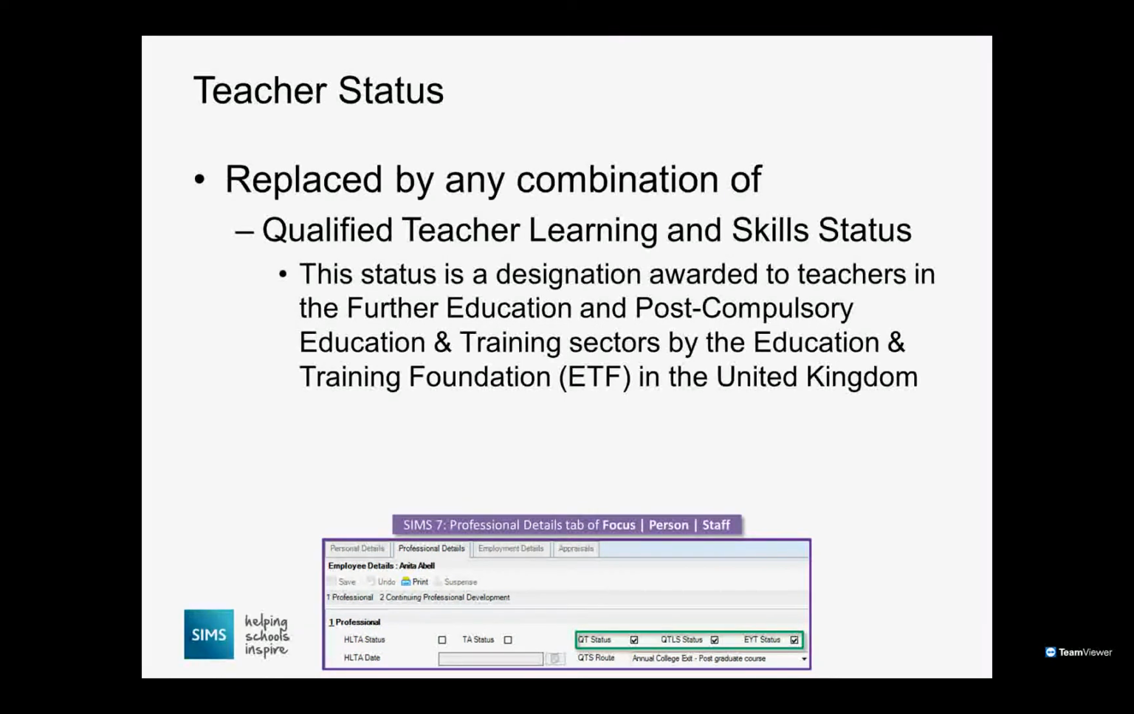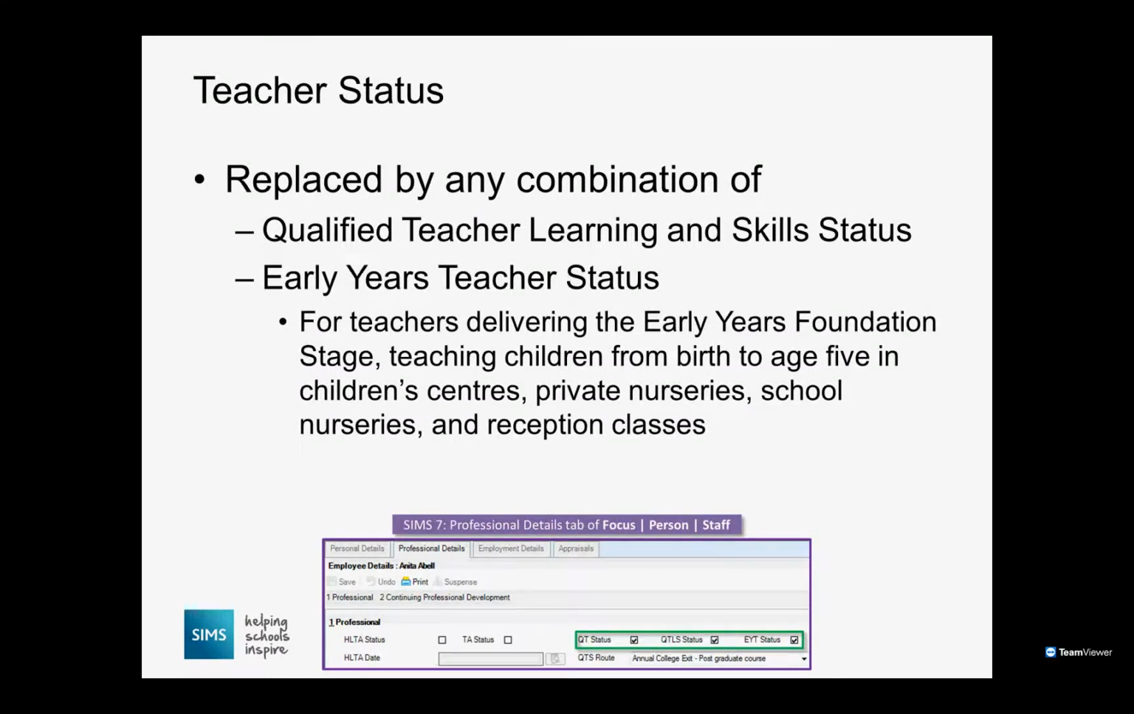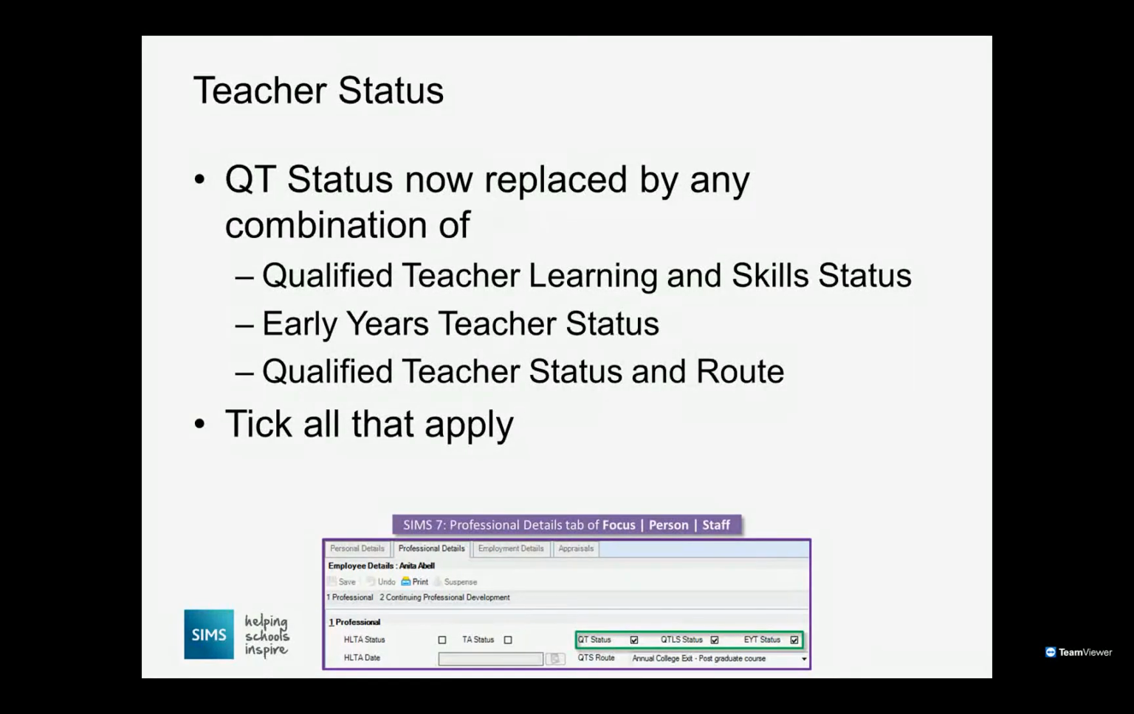So they're interested in: is the teacher a qualified teacher? Is the teacher qualified to teach in further education, an FE qualified teacher? Is the teacher employed to deliver education in the early years foundation stage? Or are they simply a qualified teacher status? The route still needs to be recorded, and what you should do is tick all that apply in the professional details tab in Focus, Person, Staff.